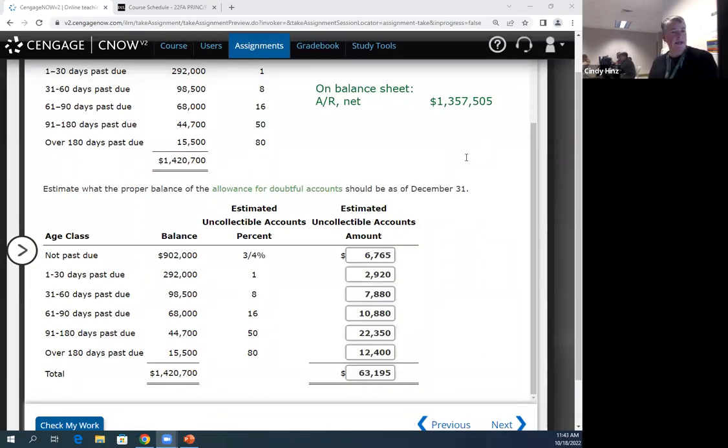Okay, so when I did all of the extensions, that is multiplying across and then adding down for this company, we can see that they've identified that they need to have $63,195 in that allowance account. And I've just put a note on the screen to remind you that on their balance sheet, they would just show not the total amount that's due to them, but the amount that they think is collectible, $1,357,505. That is the gross or total accounts receivable down here, the 1.4 million, minus the amount that they have targeted for their allowance account.